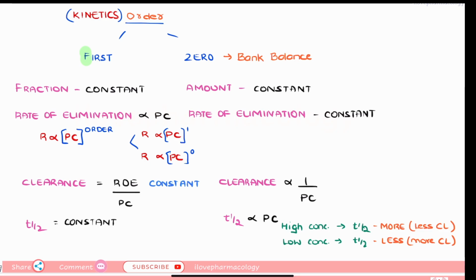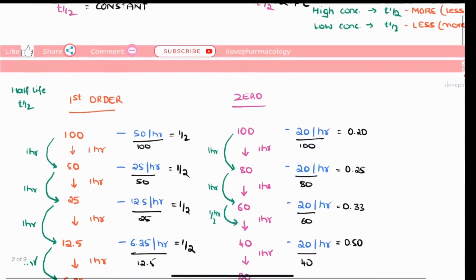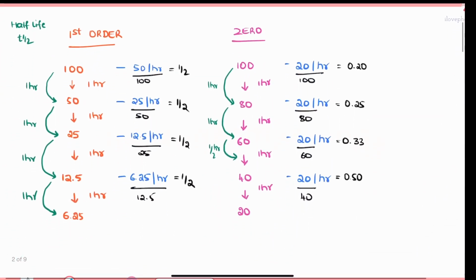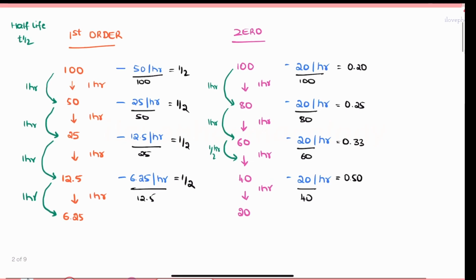Is that clear? So to understand this, let us take up this example. As you can see here, this is the first order kinetics and zero order kinetics. Suppose let us assume that we take 100 molecules of drug. Whenever you administer 100 molecules of drug, if the drug has to follow first order kinetics, then a constant fraction of the drug has to be eliminated. So here 50% of the drug is eliminated per hour.